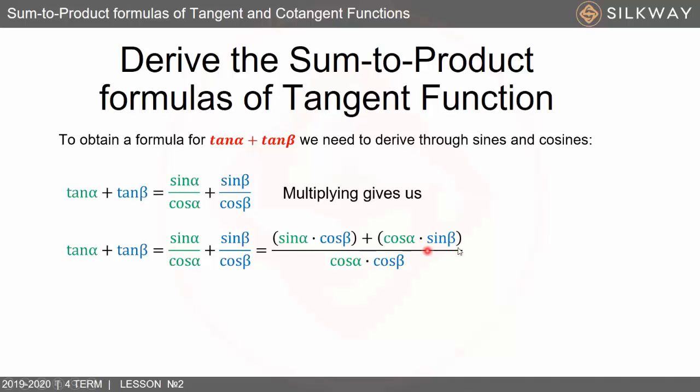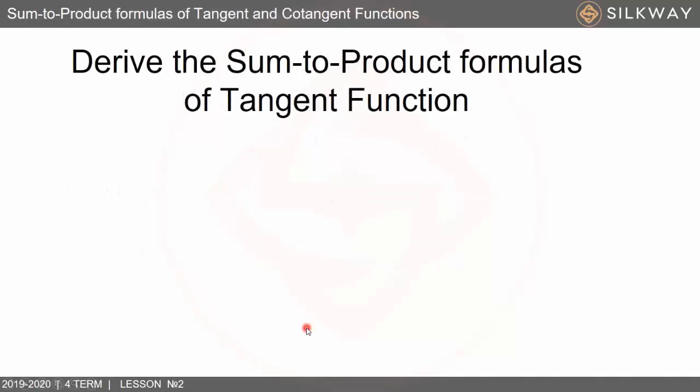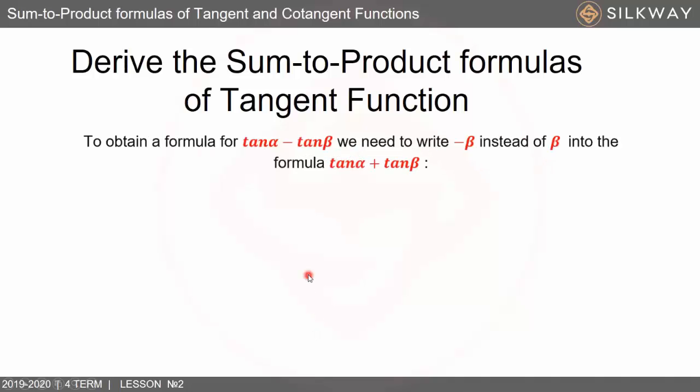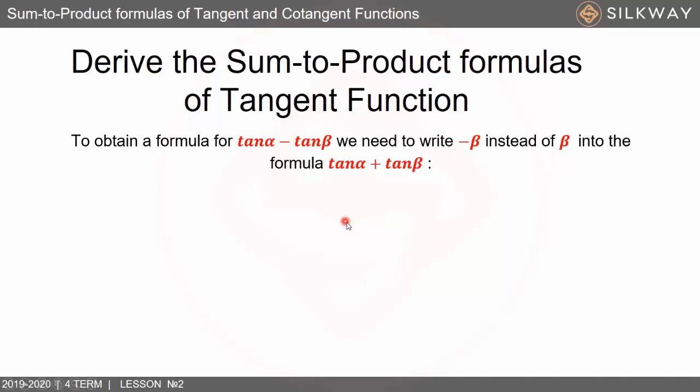Look at this expression. We know this one gives us the formula for sine of alpha plus beta. And that's all. Tangent alpha plus tangent beta is equal to sine of alpha plus beta over cosine alpha multiplied by cosine beta. And this is our new formula. Okay, let's derive the formula for tangent alpha minus tangent beta.